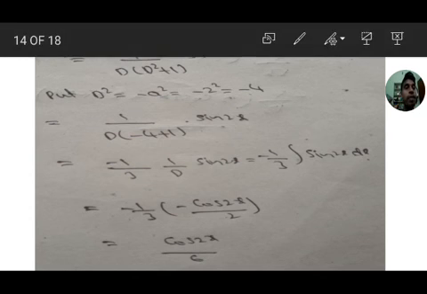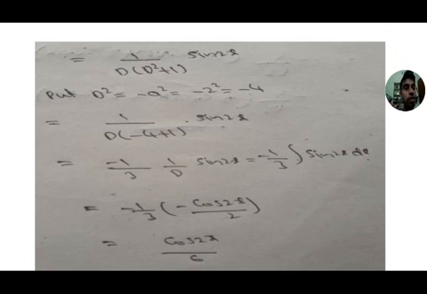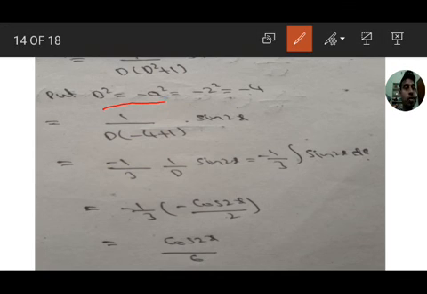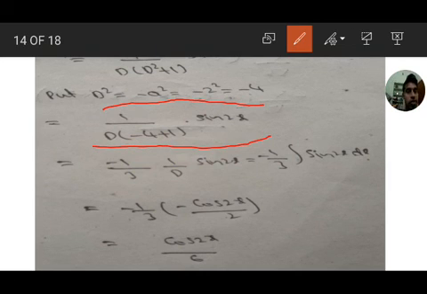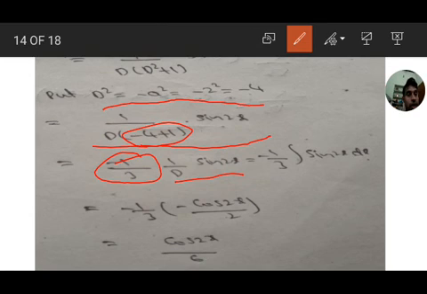Next, here 1 by d into (d square plus 1) sin 2x. So substitute d square equal to minus a square, that is minus 2 square, giving 1 by d into (minus 4 plus 1) sin 2x. Minus 4 plus 1 means minus 3, so minus 1 by 3, 1 by d of sin 2x. d means derivative, 1 by d means the reciprocal of d, that is integration. Minus 1 by 3 integral of sin 2x dx. The integral of sin 2x is minus cos 2x by 2, so minus minus plus, cos 2x by 6.